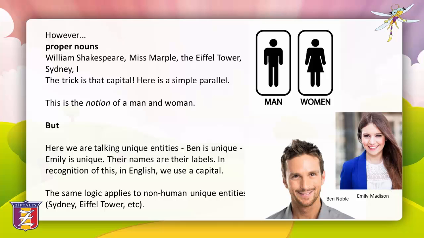This is the notion of a man and a woman. It could be any man or any woman. In other words, it's the concept, the common word for a whole class of things: all people who are male, all people who are female. But Ben Noble, Emily Madison. Here we are talking unique entities. Ben is unique. Emily is unique. Their names are their labels. In recognition of this, in English, we use a capital. The same logic applies to non-human unique identities: Sydney, Eiffel Tower, etc.